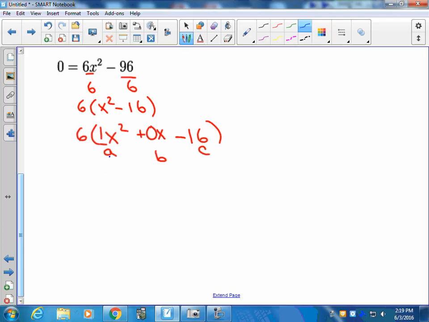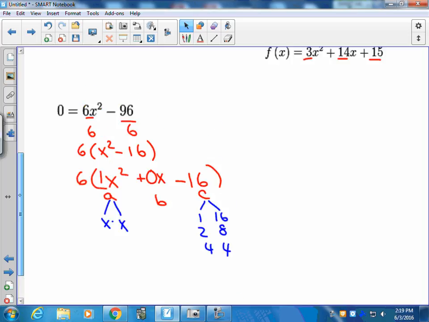Listing my factors of A, I have x times x is x squared. Listing my factors of C, 1 and 16, 2 and 8, 4 and 4.